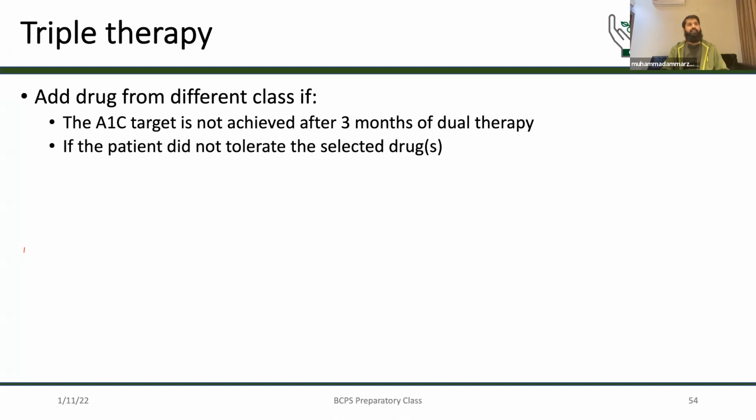You can add a third therapy if the A1C target is not achieved after 3 months of dual therapy. So you can add 3 agents as well. And if the patient did not tolerate the selected drugs, you can add a drug from some other class and you can reduce the doses.